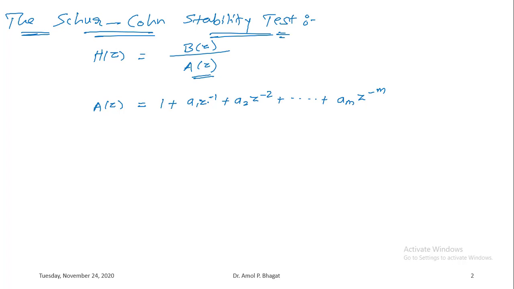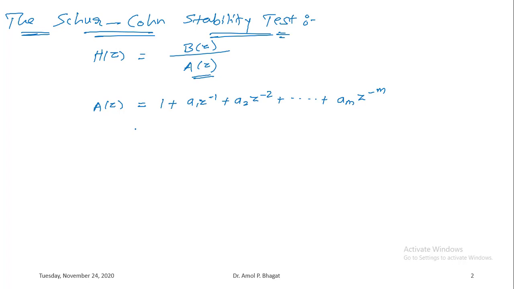Okay, so there are several computational procedures that can be used in determining if any of the roots of this a of z lie outside the unit circle, right? So if any one of the roots of this a of z lies outside the unit circle, then the system is unstable, right? Those roots are nothing but the poles of this system. So if any one of the roots is lying outside the unit circle, that means the pole lies outside the unit circle, then we can say that the system is unstable.